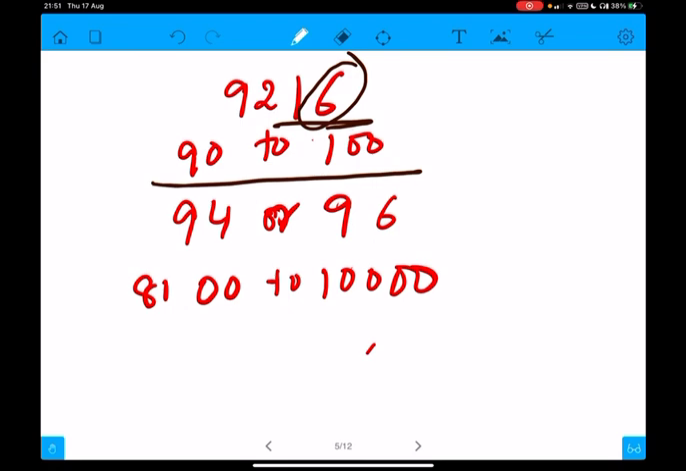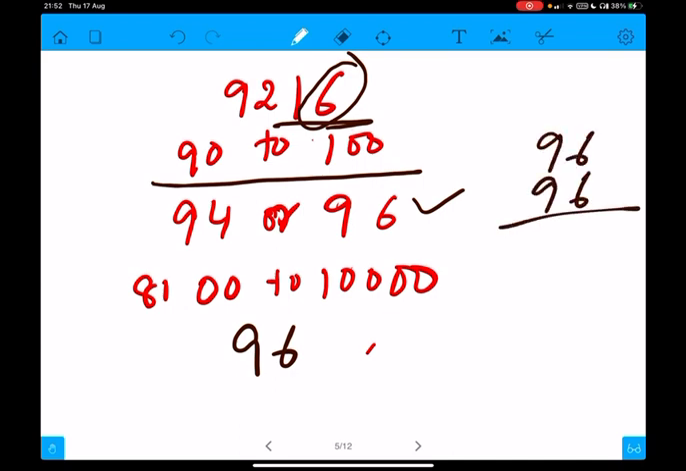So here, if you see, 9216 is closer to 10,000 than to 8100. So the number should be 96. The square root of 9216 is 96. The square of 96, as I showed you in the previous class: 96 minus 4 is 92, and 4 times 4 is 16, giving 9216.